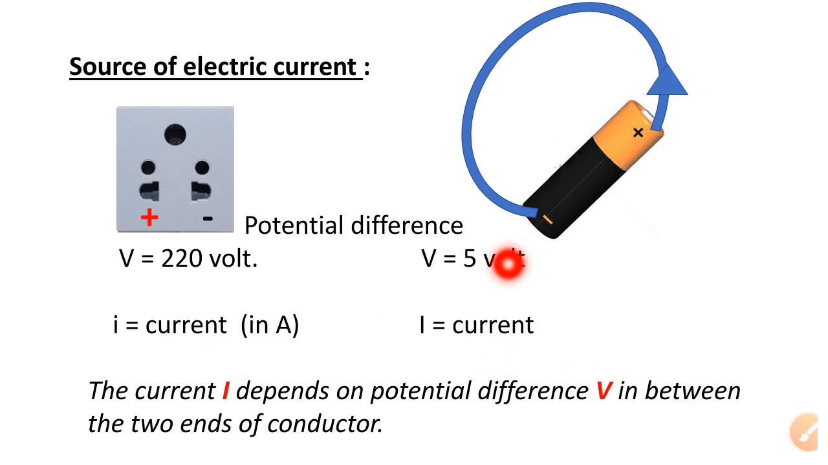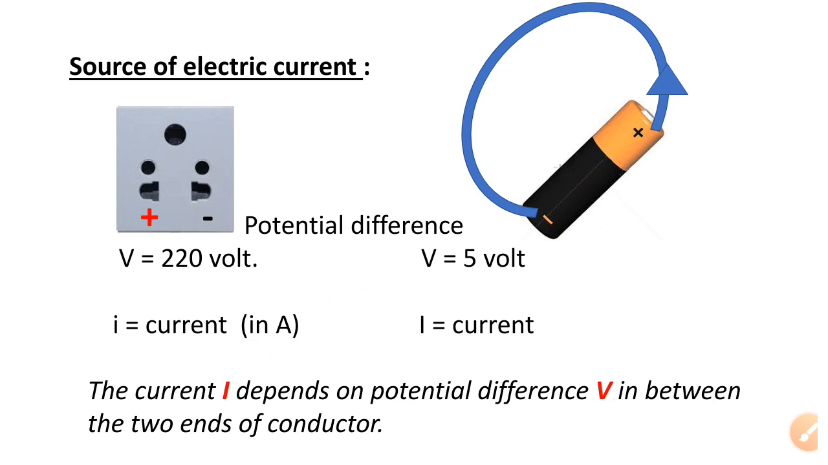So here this one is the conductor, okay, and this one is one end and this one is the other end. Whatever the potential difference in between the ends of the conductor, the current will depend on that potential difference.